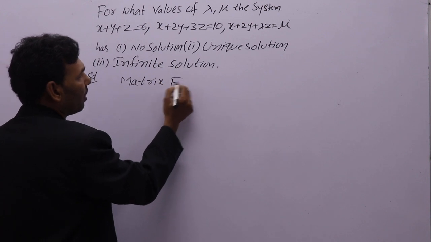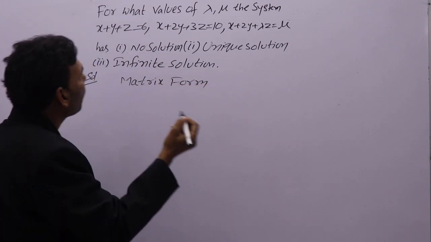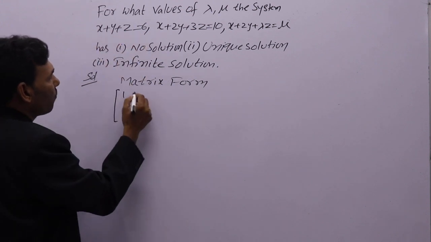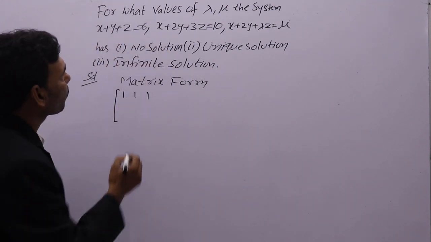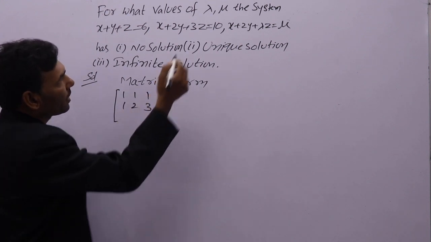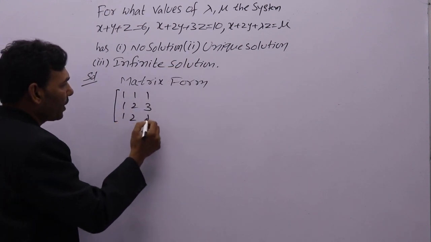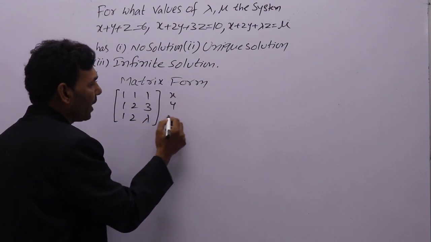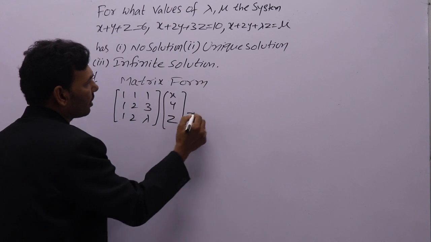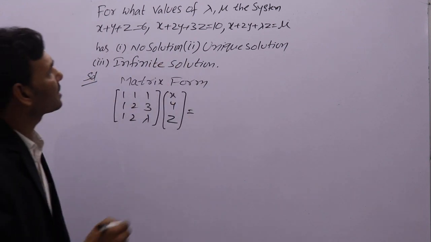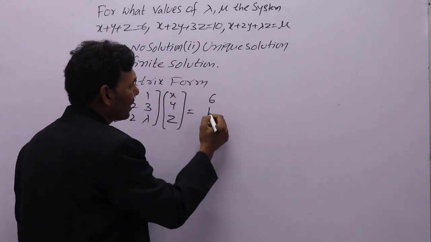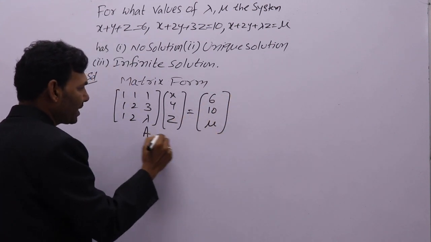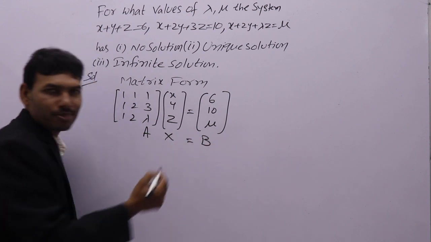Matrix form of the given system. You all know how to write matrix form. First write the coefficients 1 1 1. Second equation coefficients 1 2 3. Third equation coefficients 1 2 lambda. Next write the unknowns x y z. Next write the constant RHS values 6 10 mu. This is the A matrix, this is the X matrix, this is the B matrix.